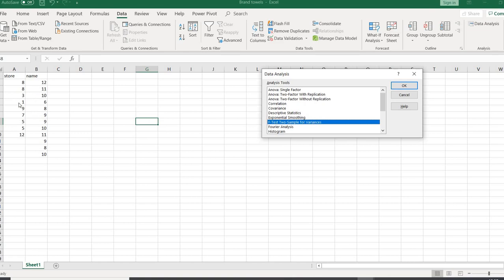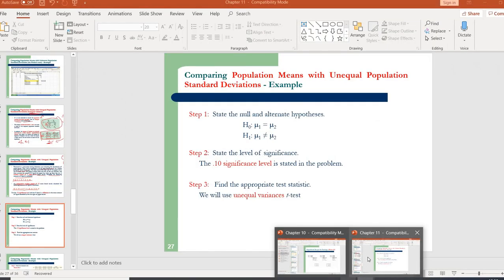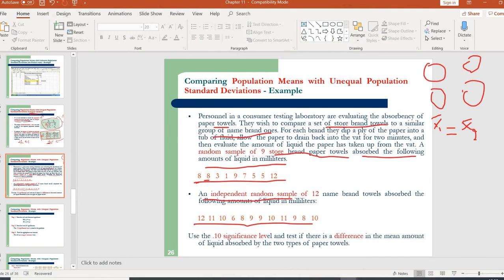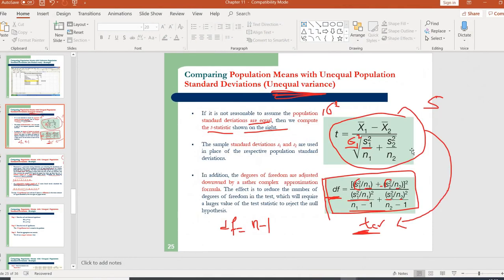So we want to test whether these two samples have equal or unequal variances. If we find evidence that these two samples have equal variances, then we cannot use the formula I have just explained. But if we find that their variances are unequal, then we will apply this formula, the one I have just explained here. We will apply this formula and get the critical value using this degree of freedom.